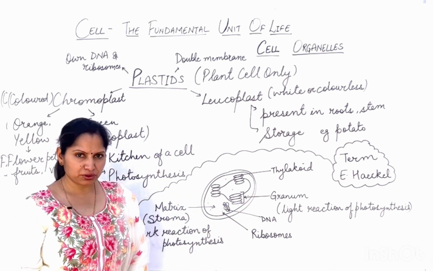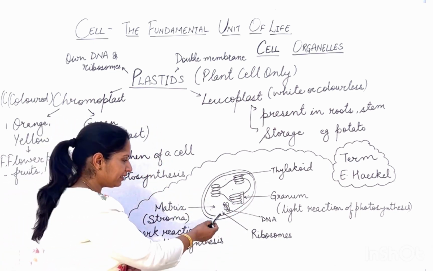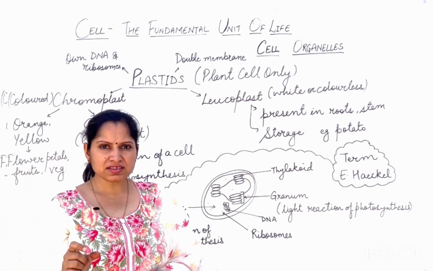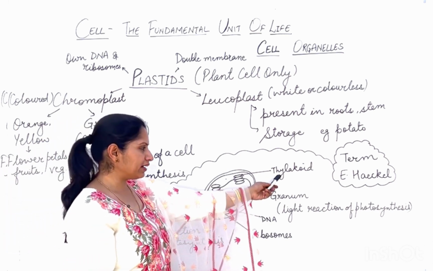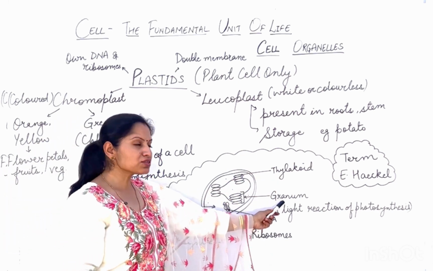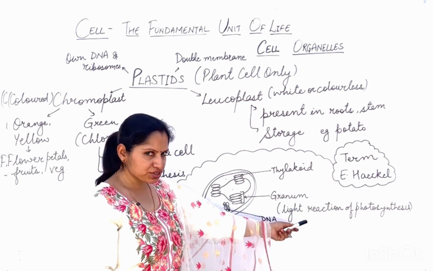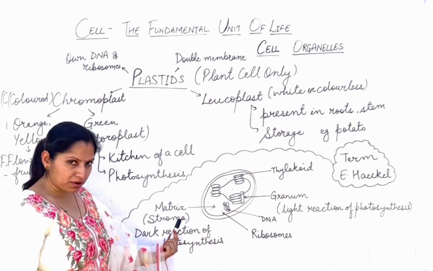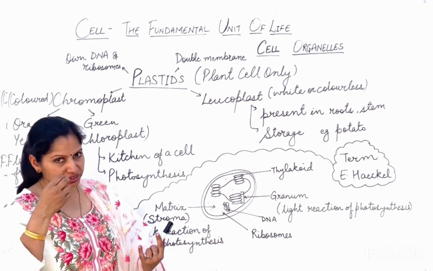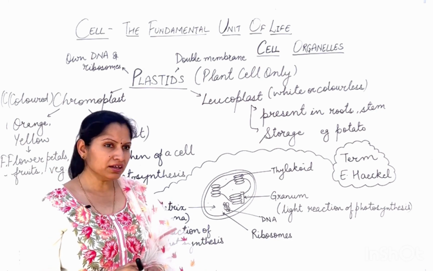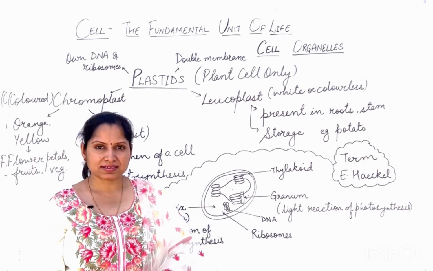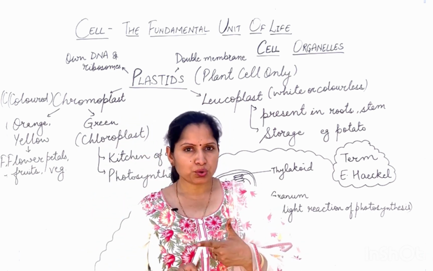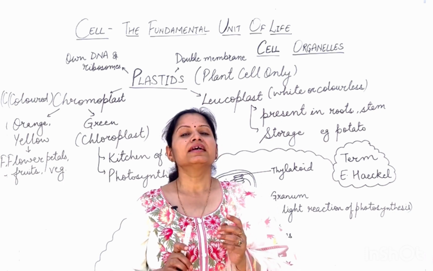And this is the organelle I told you earlier also, that has its own DNA and its own ribosomes. Okay, so that stack of coins is there. A single coin is known as thylakoid. That complete stack of coins is known as granum, where the light reaction of photosynthesis takes place. The other structure is the matrix, that is the stroma, where the dark reaction of photosynthesis takes place. Okay, so that's all about the plastids. What you really need to remember is it's a double membrane bound structure having its own DNA and own ribosomes.